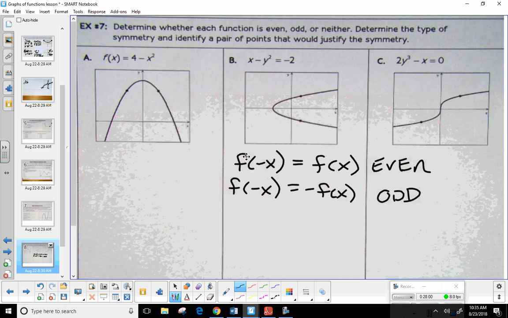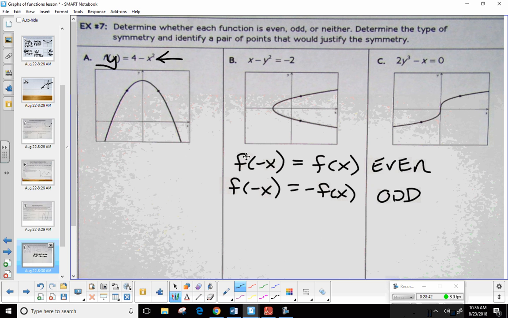So let's take a look at this one right here. A. Is this implicit or explicit? Miriam, what would you say? Is this implicit or explicit? What form is it? It is explicit because it's been solved for what?